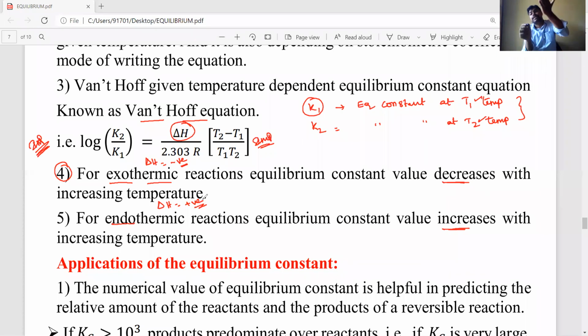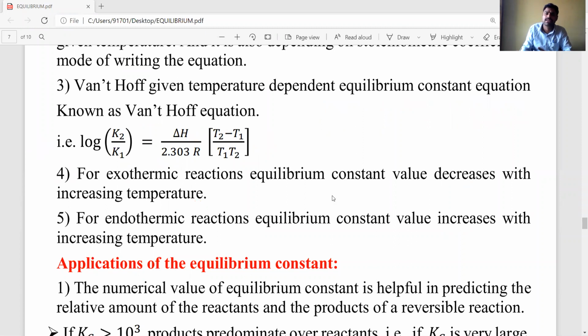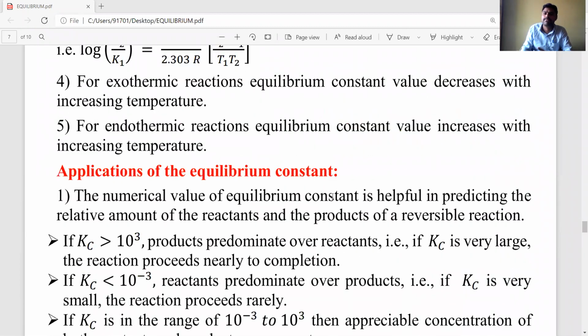That's why as temperature increases, the equilibrium constant value also increases. Okay, students, these are the main important characteristics of the equilibrium constant. Now let's listen: based on the equilibrium constant values, what are the main important applications?